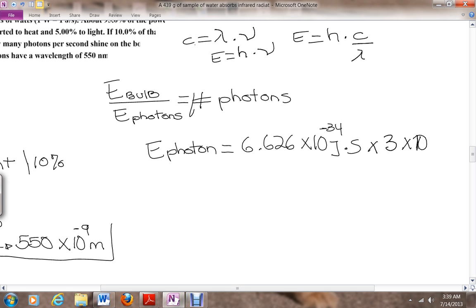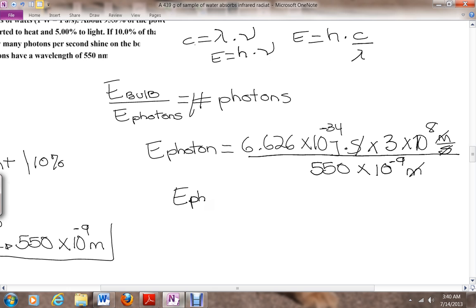So this is going to be 10 to the 8 meters per second, seconds cancel out, divided by 550 by 10 to the minus 9 meter. Look at the bottom on the left. Meter and meter cancel out. So the energy of a photon with a wavelength of 550 nanometers would be 3.6 by 10 to the minus 19 joules per photon.